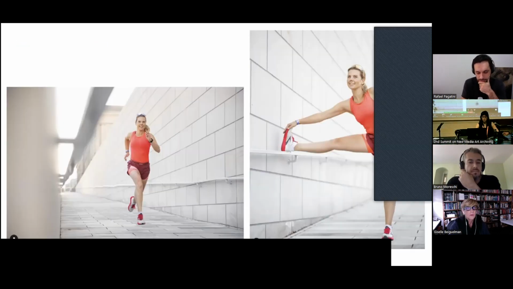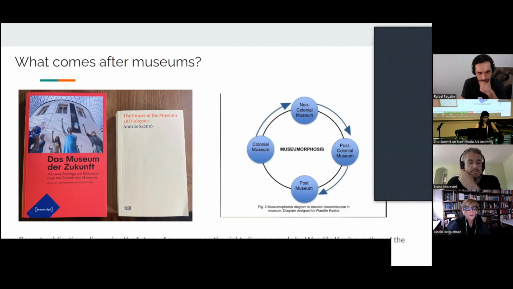And just to conclude, I would like to say that the idea of the demusealization of the museum reverberates a current discussion about what many people are calling the post-museum, especially regarding ethnological museums. And as we see in these recent publications, the topic about the future of the museum is quite popular now, especially after or still in the pandemic.